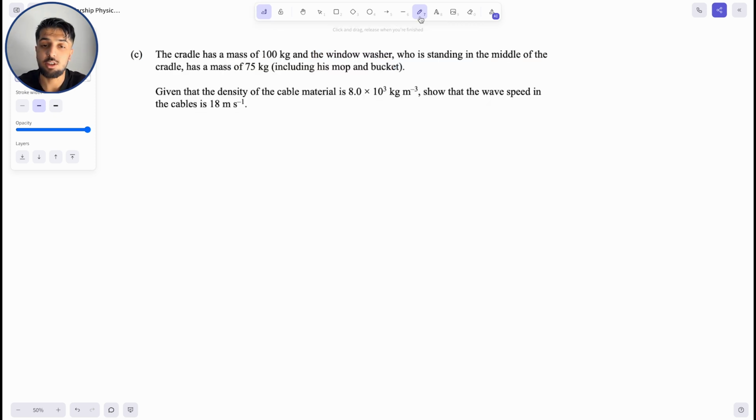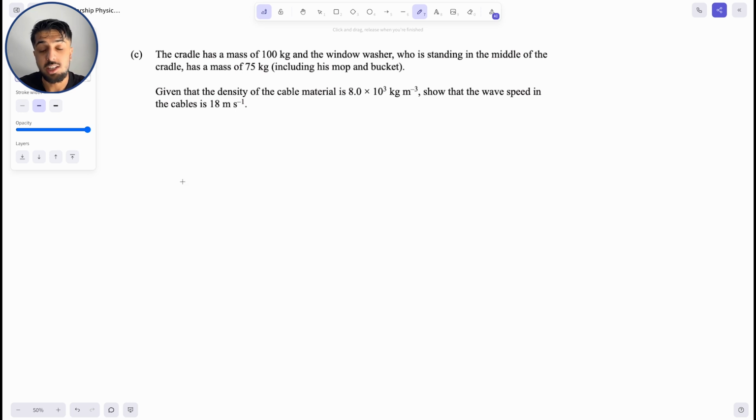The cradle has a mass of 100 kgs, and the window washer, who is standing in the middle of the cradle, has a mass of 75 kgs. Given that the density of the cable material is 8,000 kgs per meters cubed, show that the wave speed in the cables is 18 meters per second.